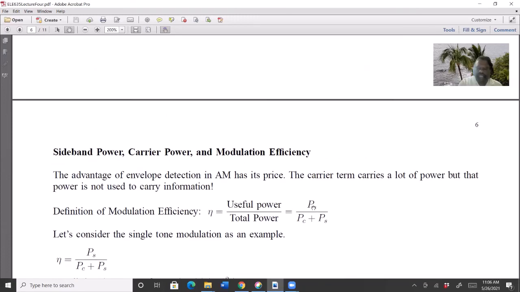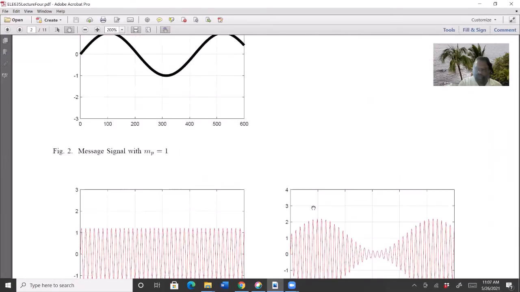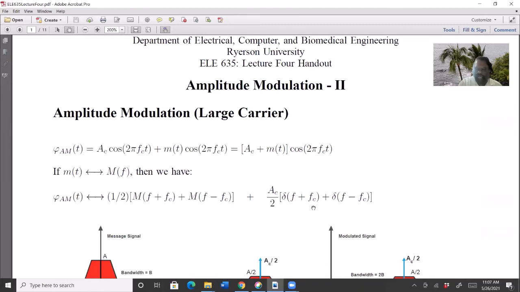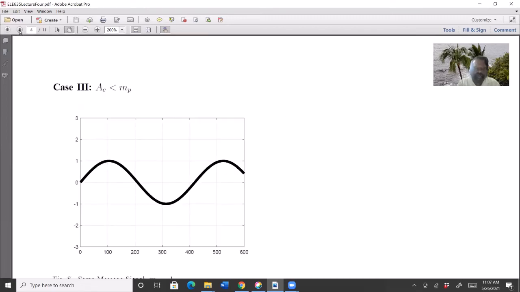Now, you guys realize that the whole purpose of the AM large carrier is to make envelope detection possible. But all the information about the message signal is contained in the sidebands. So this A sub C over 2 is just a waste of energy as far as information transmission is concerned. But why are we doing this? Because we want to make envelope detection possible. But we want to get an idea of how much power we are wasting just to make envelope detection possible.